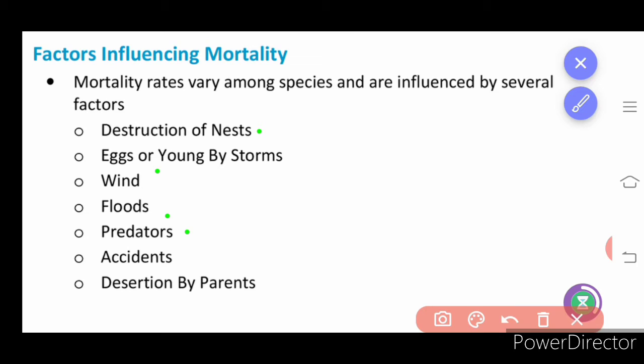Then predators, as you know, predators will feed on the organism, so automatically the population level comes down. Accidents can be because of fire or accidental earthquakes, so these things can affect the population by increasing death. And desertion by parents: sometimes the parental organism may also kill the young one, maybe due to its physiological reason.